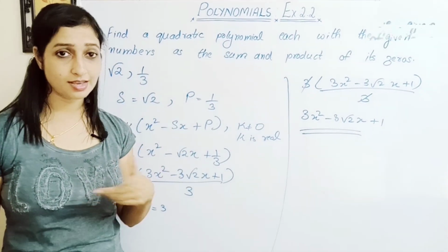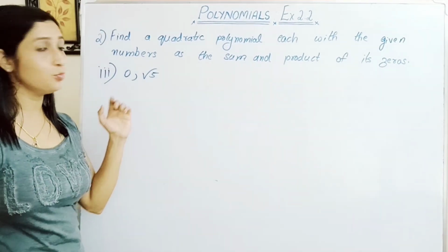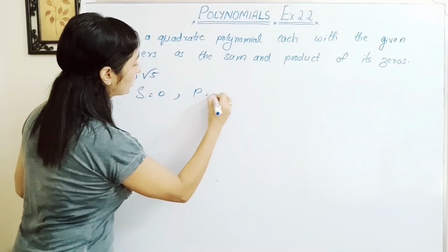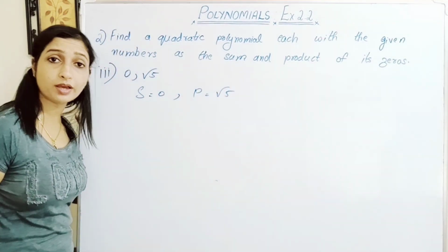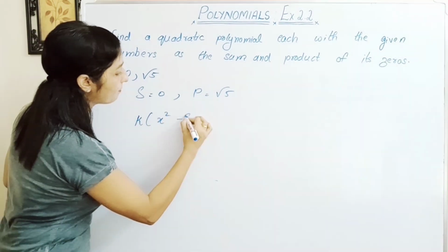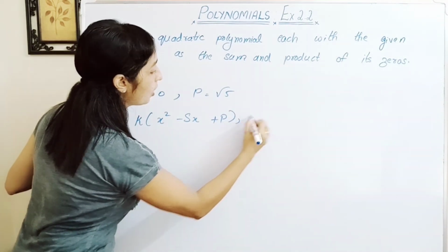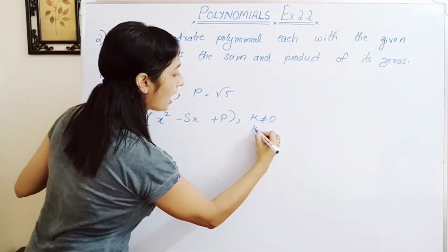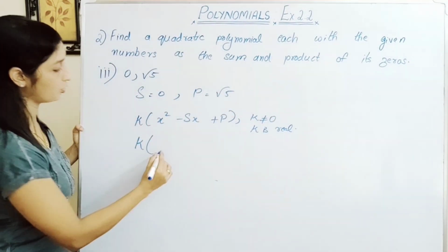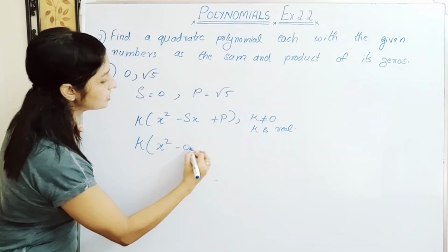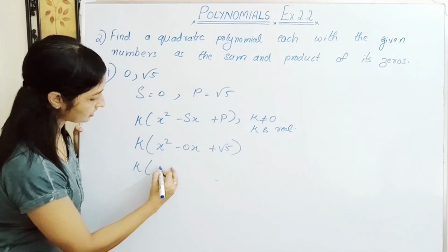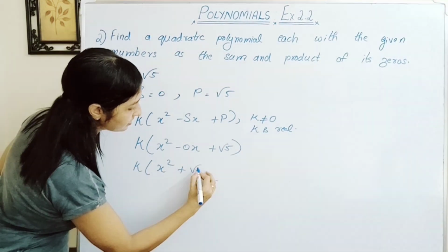Now let's move on to our next question. Now this is our third question, which is 0 and root 5. So here sum is given as 0 and product is given as root 5. Then how will you write a quadratic polynomial? It is written as k into x square minus sx plus p, where k is not equal to 0 and k is real. So now substituting the value of s and p, you get x square minus 0x plus root 5. So this can be written as k into x square plus root 5.